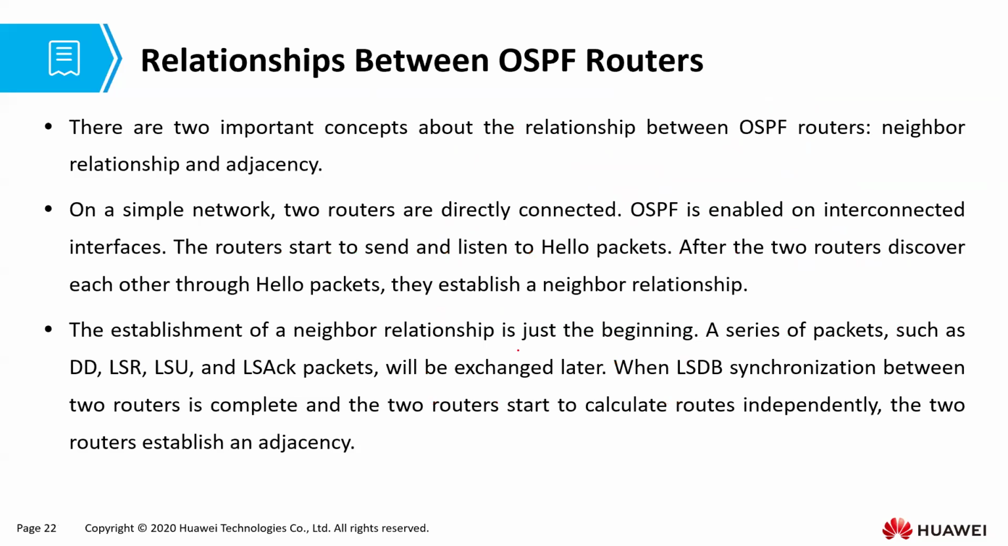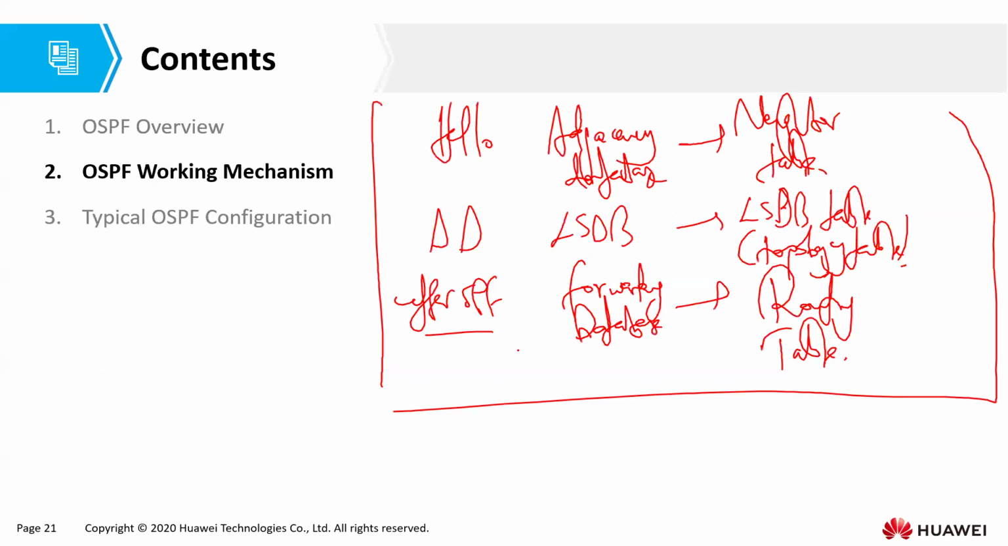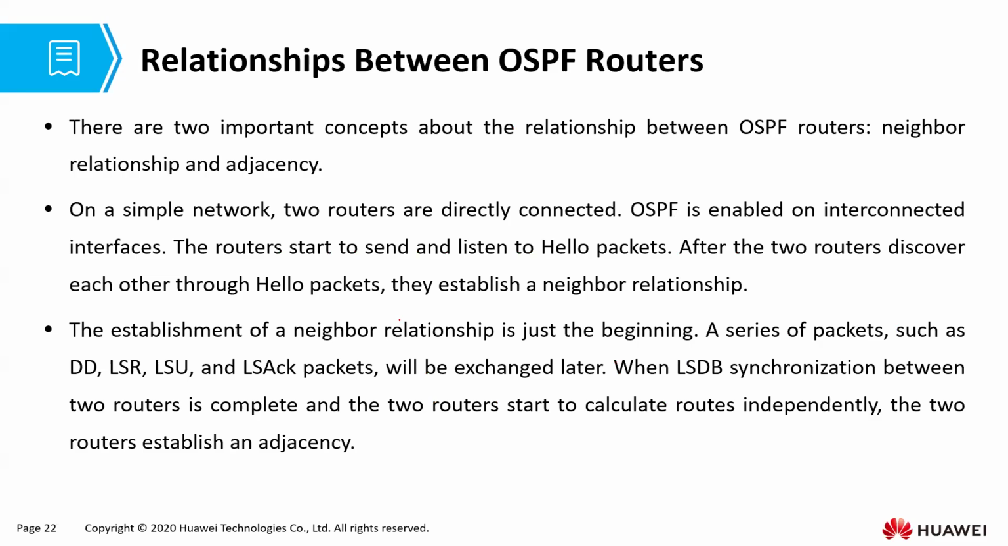Working mechanism. Some of the information now is probably going to sound repetitive. We're going to talk about exchange of hello packets, neighbor relationship, exchange of DD packets, link state database, SPF calculation, forwarding database. That's where the routing table comes from. That basically describes the working mechanism of OSPF. Here, we'll repeat the same thing.